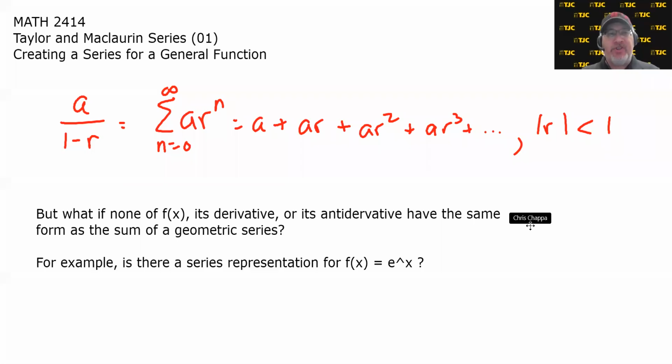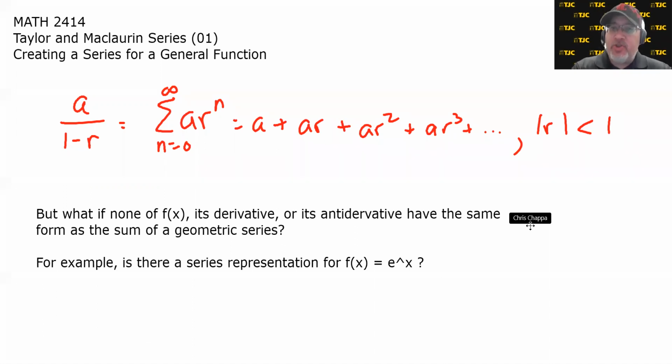Math 2414, Taylor and Maclaurin series, video 1, creating a series for a general function. In the previous series of videos, we discussed making power series for a variety of functions, but every function that we made a series for was based on the form of the sum of a geometric series.